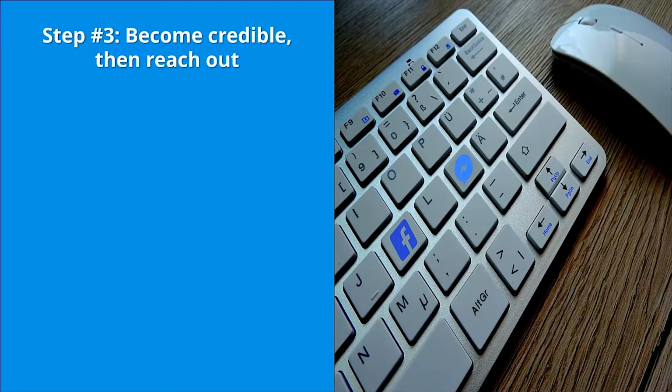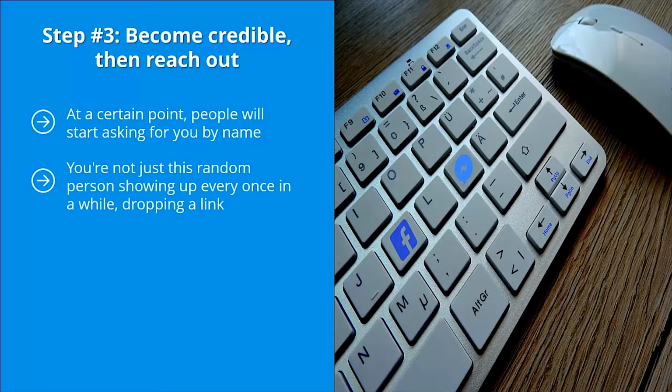Step number 3, become credible, then reach out. At a certain point, people will start asking for you by name. People will try to reach out to you via Messenger. That's when you know that you have become an asset to these groups. That's when you know that you are on people's radars. You're not just this random person showing up every once in a while dropping a link. Instead, you're that person that helps keep these groups together. This is when you reach out.